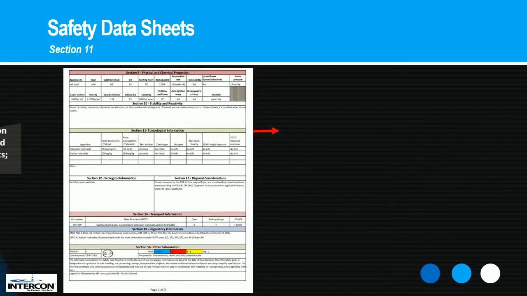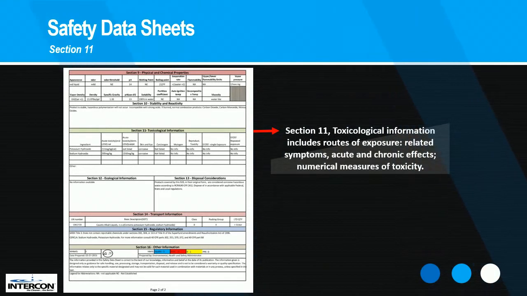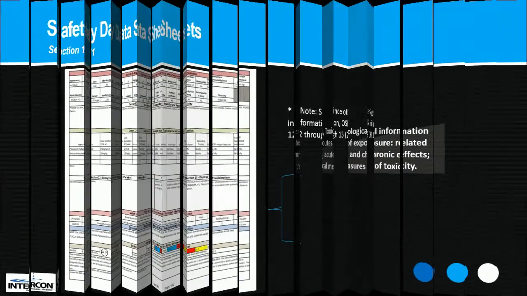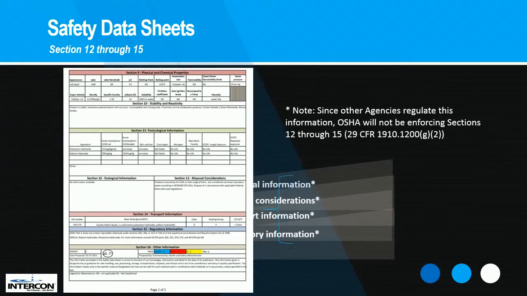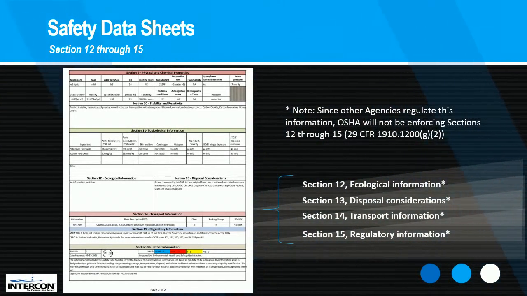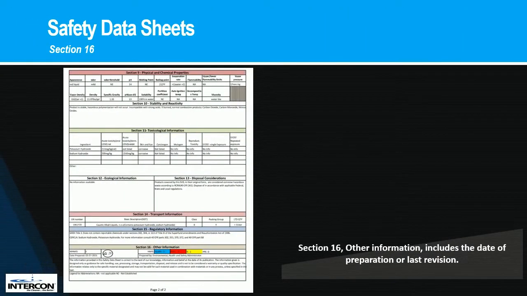Section 11. Toxicological information includes routes of exposure, related symptoms, acute and chronic effects, and numerical measures of toxicity. Sections 12 through 15 are regulated by agencies other than OSHA: ecological, disposal, transport, and regulatory information. Section 16, other information, includes the date of preparation or last revision.